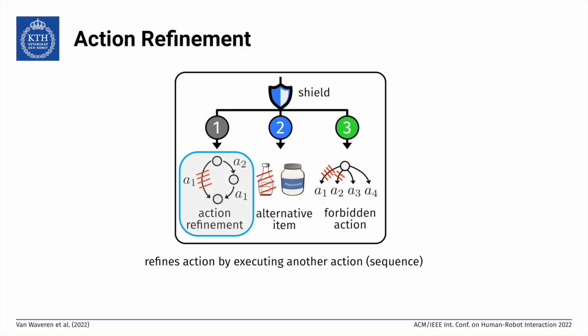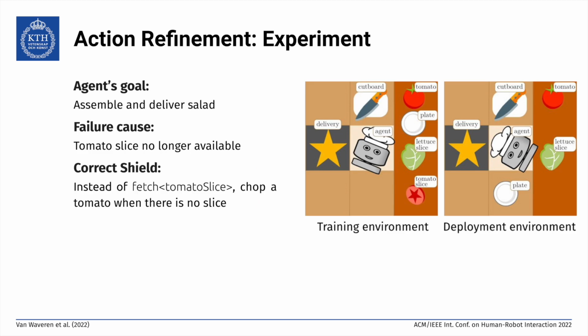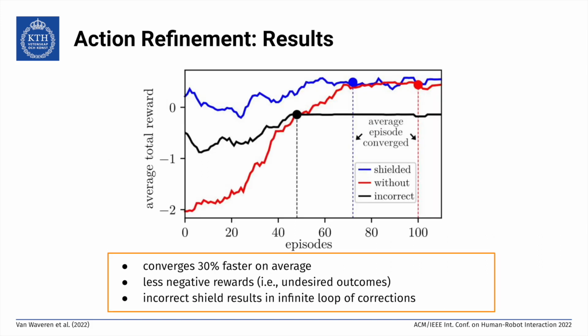Action refinement refines a failed action by executing another action or sequence of actions instead. The agent has been trained to assemble and deliver a salad. However, after deployment, a tomato slice is no longer available. We apply a correct shield that refines the action of fetching a tomato slice with fetching a whole tomato and cutting it into slices first. The incorrect shield refines the failed action by fetching a plate and then fetching a tomato slice again. Our approach converges 30% faster on average and obtained less negative rewards than without a shield. With the incorrect shield, the task is not learned because the shield calls the failed action without solving the issue first. When the agent tries to fetch a tomato slice, it fails again, resulting in an infinite loop of corrections.